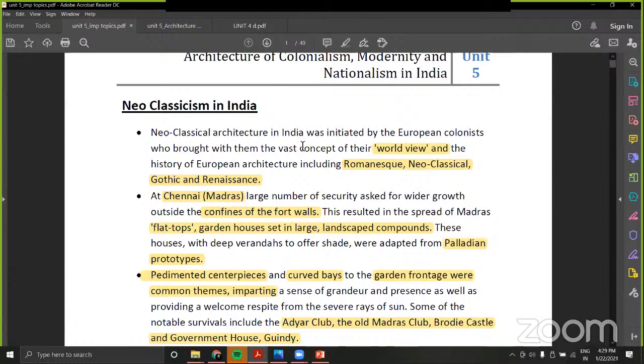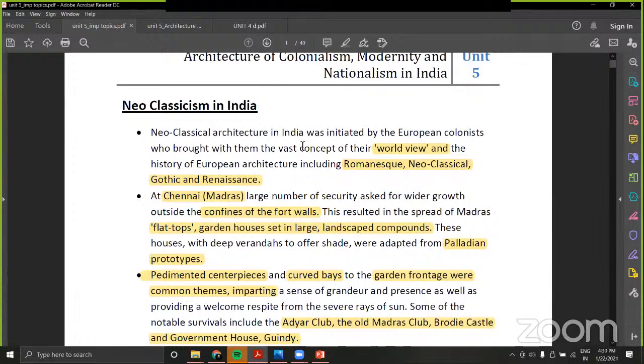A large number of settlers asked for wider growth outside the confines of fortified walls. This resulted in the spread of Madras flat-top garden houses set in large landscaped compounds. These houses, with deep verandas to offer shade, were adapted from Palladian prototypes. Initially in Madras in those periods, there were roof gardens, flat roofs, and also the Madras terrace. You know that, right? It is still existing nowadays.